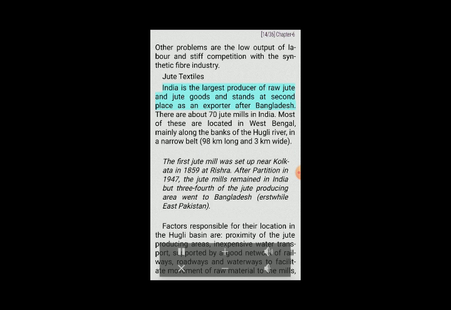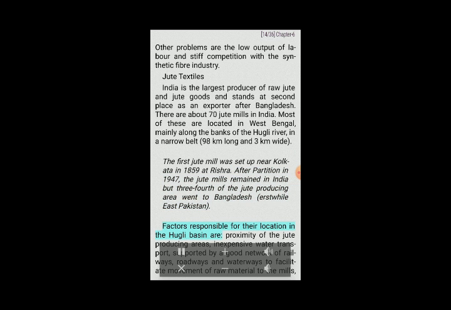Jute Textiles. India is the largest producer of raw jute and jute goods and stands at second place as an exporter after Bangladesh. There are about 70 jute mills in India. Most of these are located in West Bengal, mainly along the banks of the Hooghly River, in a narrow belt 98 kilometers long and 3 kilometers wide. The first jute mill was set up near Kolkata in 1859 at Rishra. After partition in 1947, the jute mills remained in India, but 3/4 of the jute producing area went to Bangladesh, erstwhile East Pakistan.